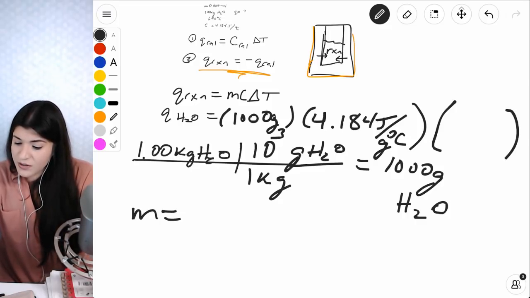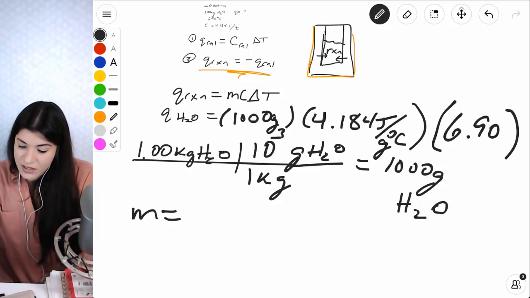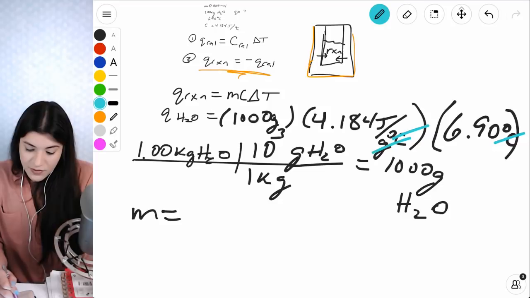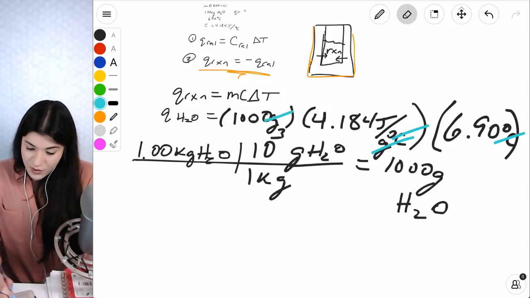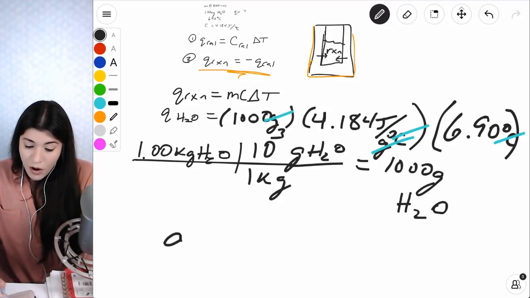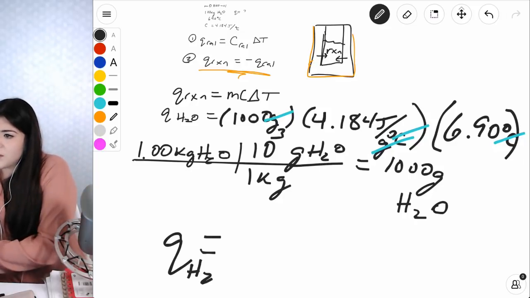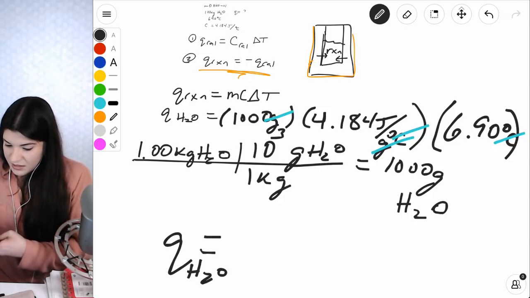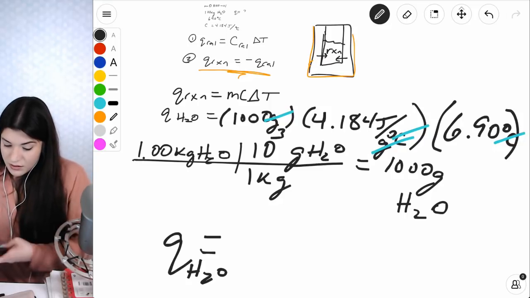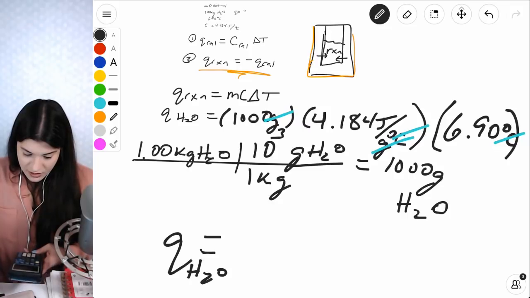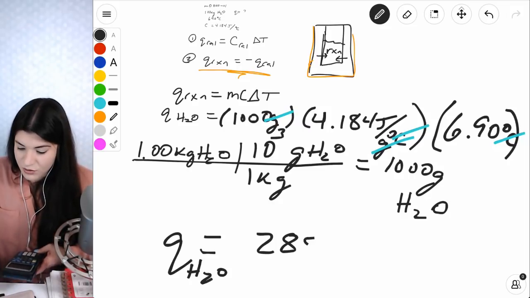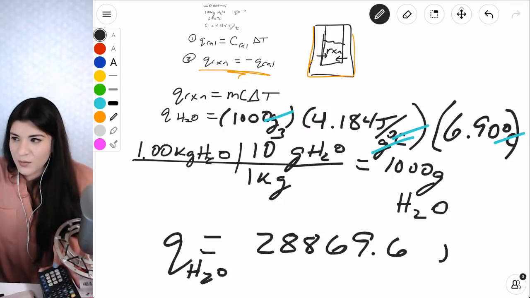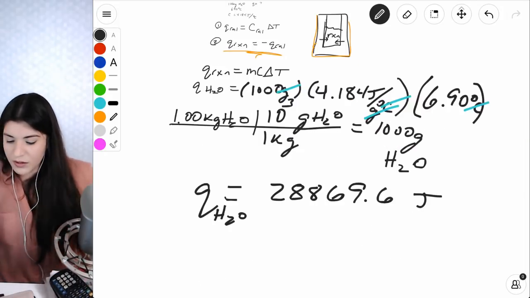This is 6.90 Celsius. So our Celsius would cancel and our grams and grams would cancel. And then let me figure out what this gives us. So this would have been Q of our water is equal to, and we're not done just yet. So let's see what this gives us. 1,000 times 4.184 times 6.90. So that would have been 28869.6 joules. Typically they like it in kilojoules, but I'll keep going real quick.